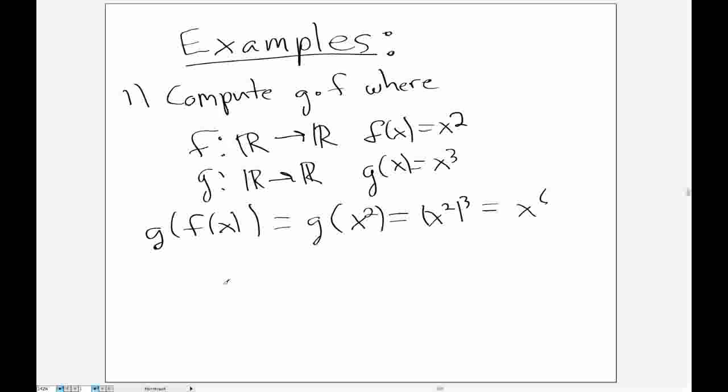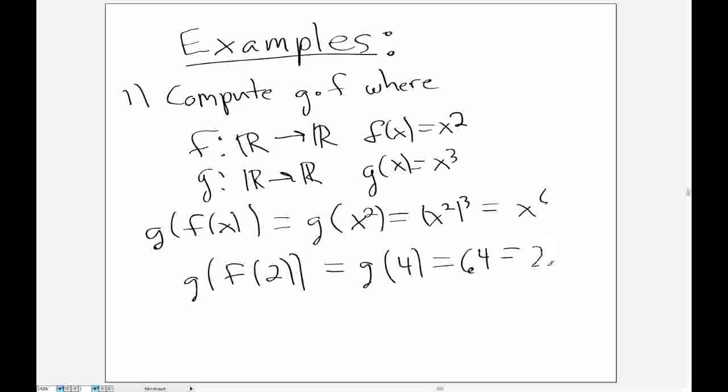So now a real example, using a value as an example. g of f of 2 is going to equal g of 2 squared, which we all know is 4, and then 4 cubed is 64, which is just equal to 2 to the 6th power.